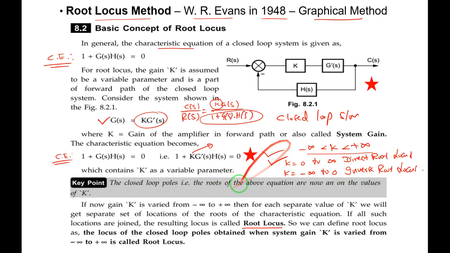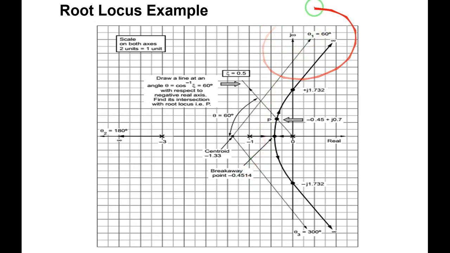Okay. Already I have defined what is root locus, right? By joining the set of locations of the roots, or the set of locations of the closed loop poles, as the value of k is varied from minus infinity to plus infinity, the locus obtained we call the root locus. So here it is defined. We can define the root locus as the locus of the closed loop poles obtained when system gain k is varied from minus infinity to plus infinity. For example, I have shown you, right? This is the root locus.